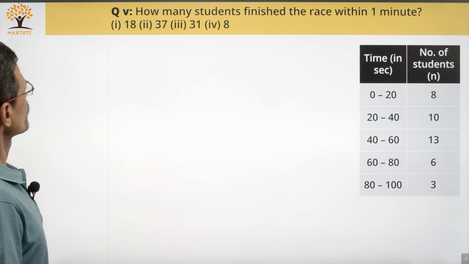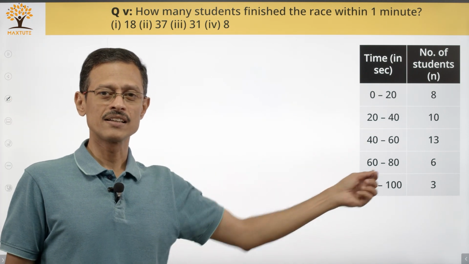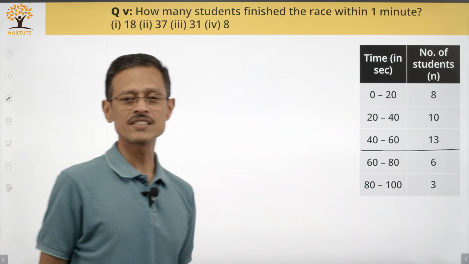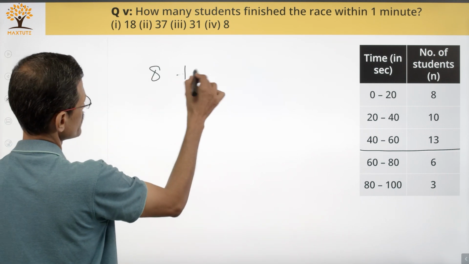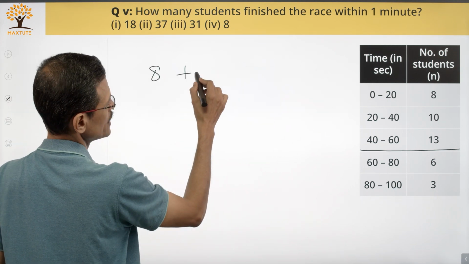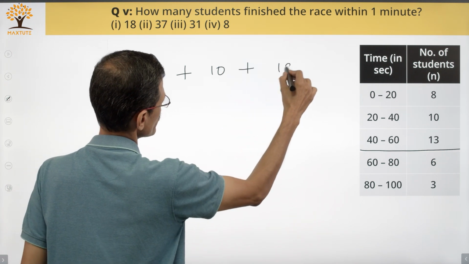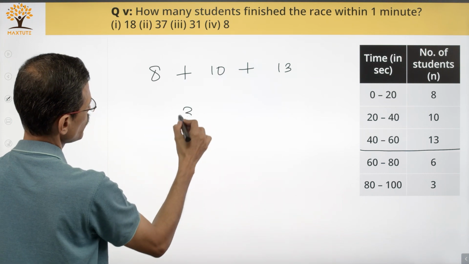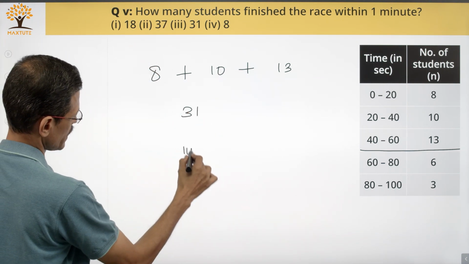The last part, how many students finished the race within 1 minute? These are all given in terms of seconds. 60 seconds is 1 minute. So how many students completed the race within 60 seconds? So it is 8 plus 10. 8 is sub 20, which is sub 1 minute. 20 to 40 is 10 students, which is sub 1 minute. 40 to 60 is 13 students, that's also sub 1 minute. Add all of this, 13, 23, 31 students finished the race within a minute. Choice 3 is the correct answer to this part also, right?